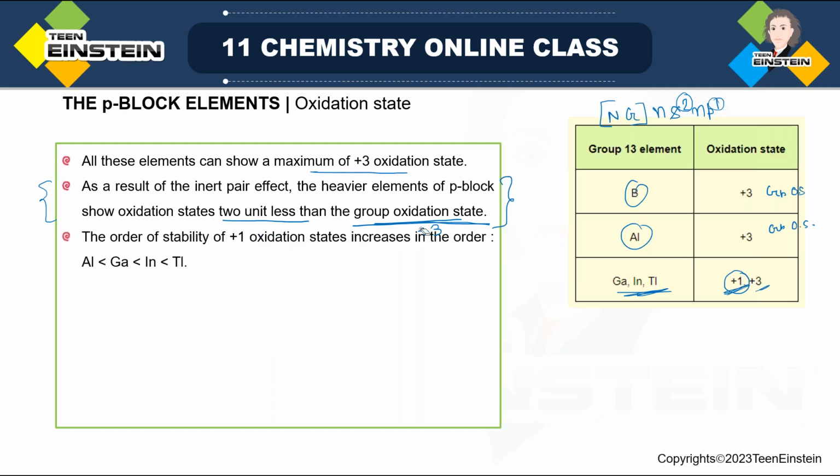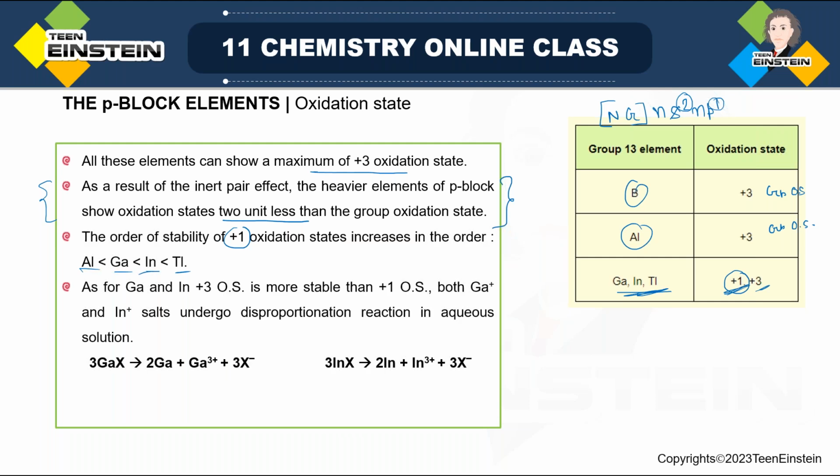Now what about the order? The order for +1 oxidation state increases like this. So +1 oxidation state is most probable in the case of Tl, then it is probable for indium, then gallium, then aluminium. Actually for aluminium it is almost nil. You will hardly see any compound of aluminium in +1. It is mostly +3. Now for gallium, +3 oxidation state is more stable than +1. So I am writing it here: for gallium, +1 is less stable than +3.